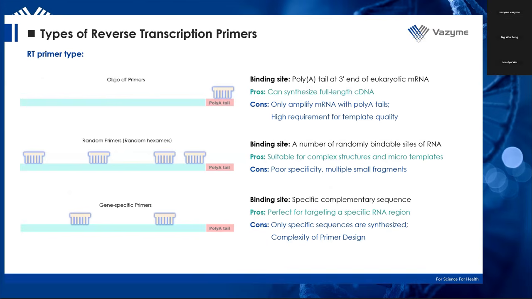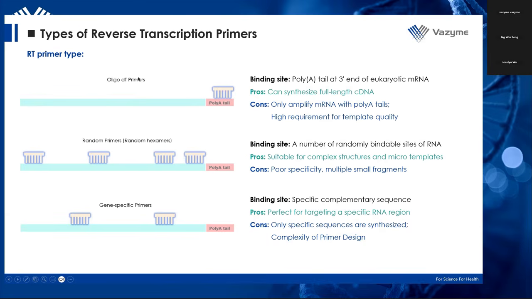Next is, when we are doing the reverse transcription, we also will need something else, which are the primers, right? So there are three main types of primer. The first one is the oligo-dT primer. These primers bind onto the poly A tail. You can imagine this as an RNA. At the end, there will be a poly A tail, which is a lot of A's.